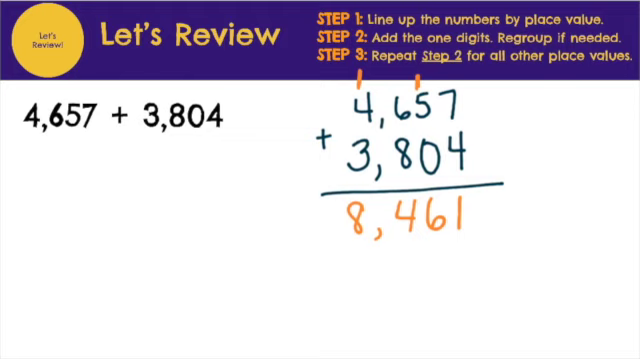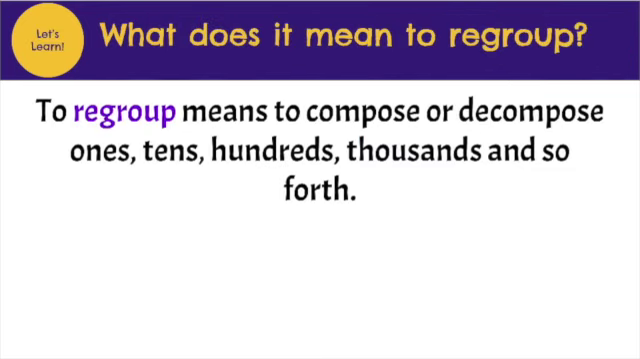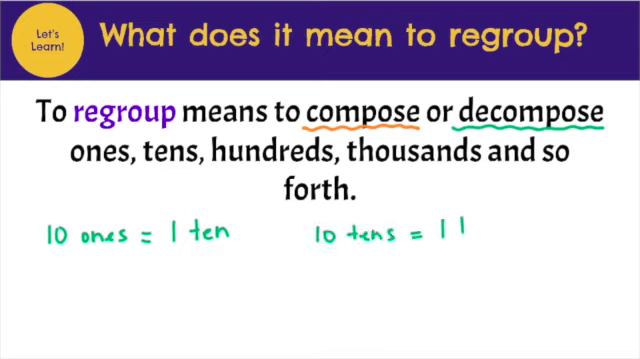So what did we do here? Well, we regrouped. So what exactly does it mean to regroup? Well, to regroup means to compose or decompose ones, tens, hundreds, thousands, and so forth. Now, you may be thinking, compose and decompose, those are some interesting words. Well, compose simply means to put together, and decompose simply means to break down or to break apart. So what do we mean by regrouping? Well, for example, we know that 10 ones is equal to 1 ten. We also know that 10 tens is equal to 100. So this would be an example of composing numbers, where we take a bunch of pieces and put them together.